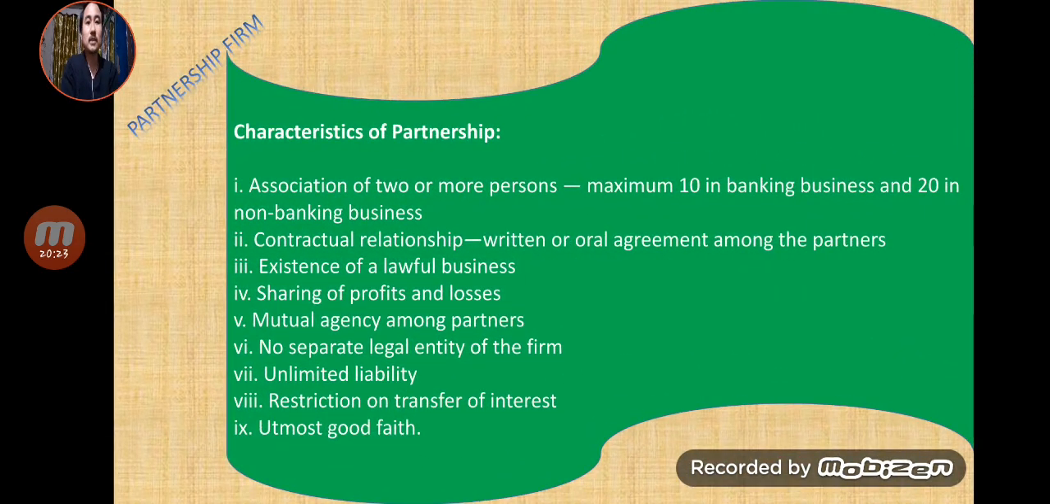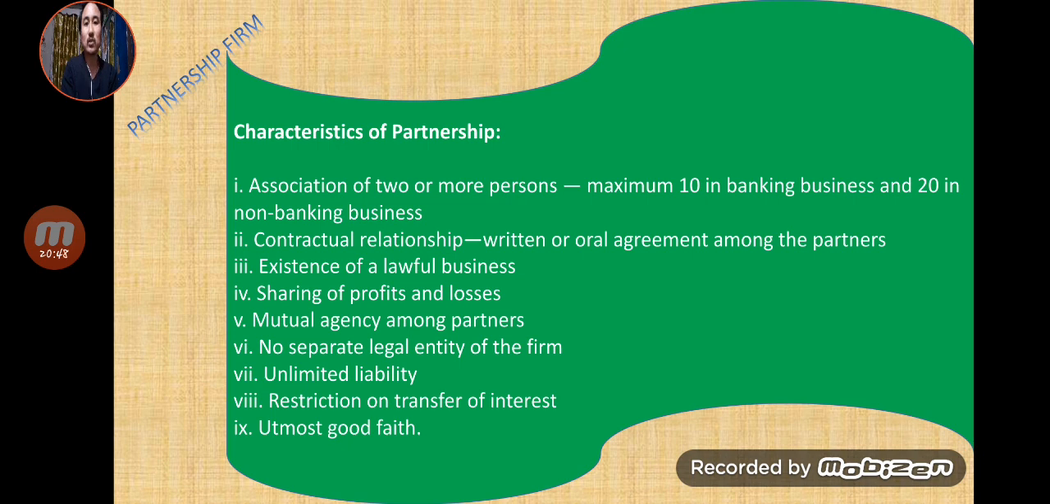And see, these are the characteristics of partnership. At least two or more persons should be there, but a maximum of 10 in the case of banking business and 20 in non-banking businesses. These are the maximum because in partnership form there's a limitation: once the number of partners increases to another level, the nature of the business will also change.